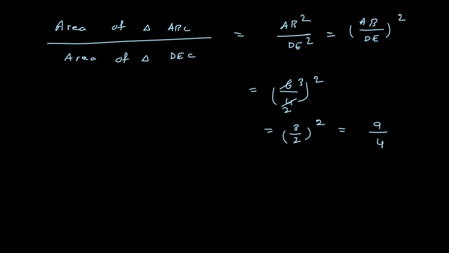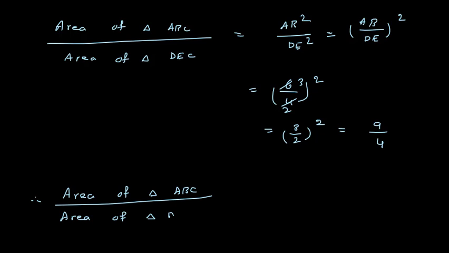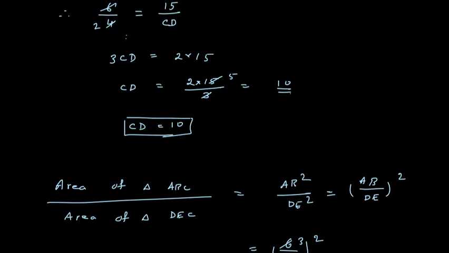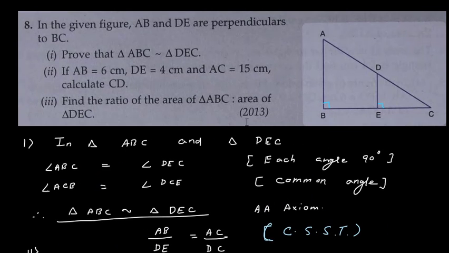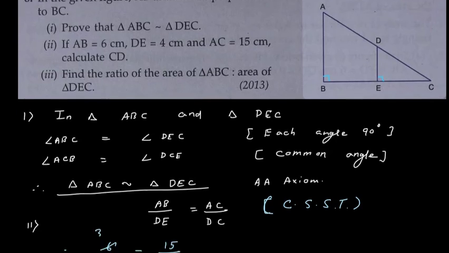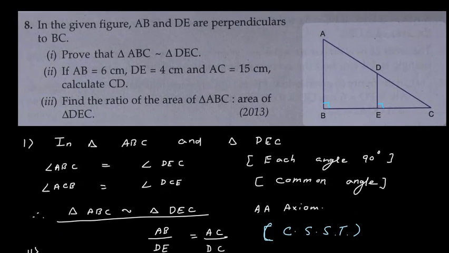So therefore area of triangle ABC upon area of triangle DEC will be 9 divided by 4. Okay. So thus you find all these 3 questions. Simple.